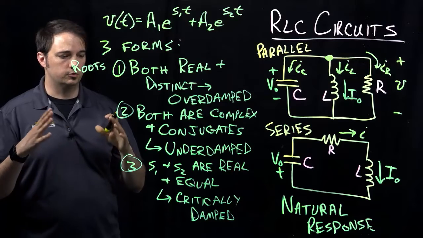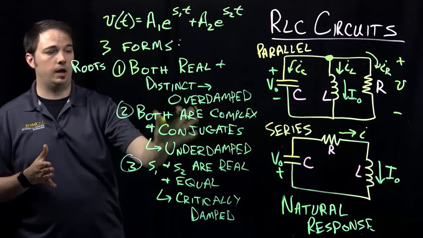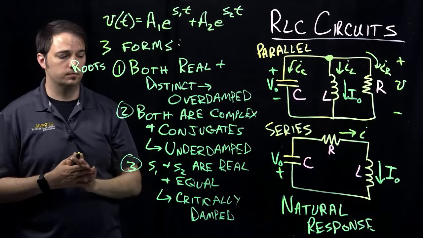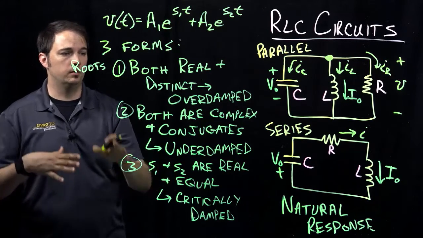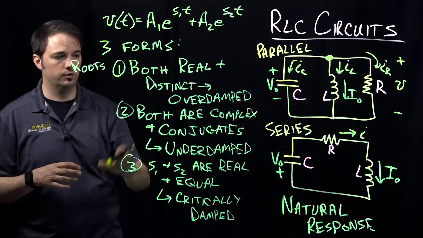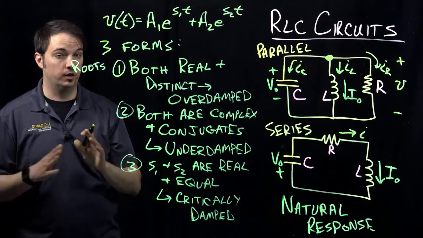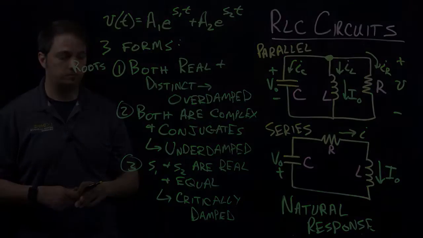So now let's get into how we evaluate, if we're looking at any given circuit, which one of these specific damping responses we would be in without having to always solve for S1 and S2 specifically. There's actually a little bit of a shortcut. We can look at this to determine which one of these categories we fall into.